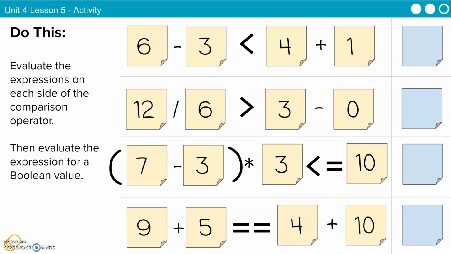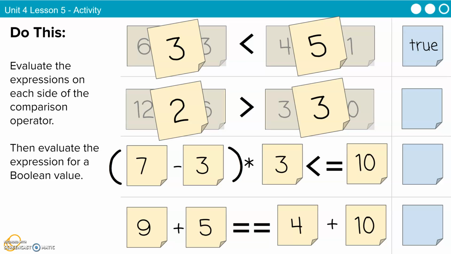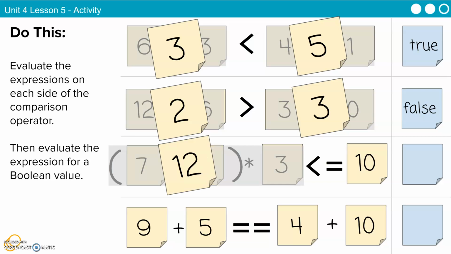Let's see. I'm going to have you try the third one down. So in this example, it evaluates each side. Okay, so we do 6 minus 3 is 3. 4 plus 1 is 5. Is 3 less than 5? Yep, that's true. Then we go to the next one and we say 12 divided by 6 is 2. 3 minus 0 is 3. Is 2 greater than 3? Nope, that's false. Now it's your turn. Look at this next expression and tell me, is that going to evaluate to true or false? Hopefully you said false, because 12 is not less than or equal to 10. If you did that, you got it right.